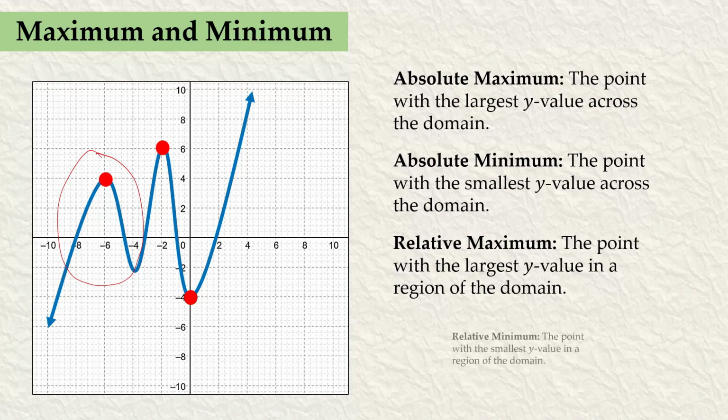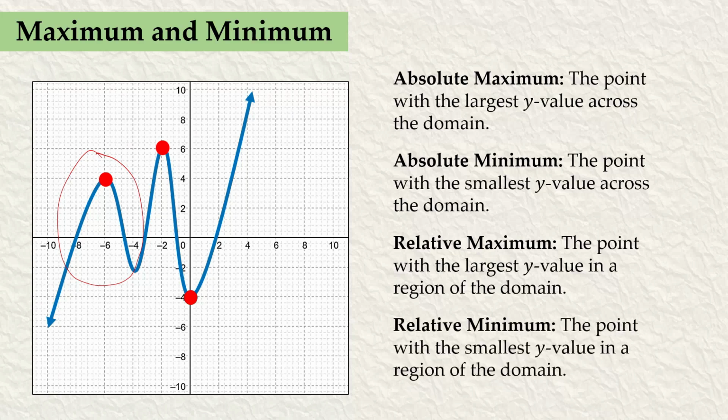And of course, we also have the relative minimum, and similarly, the definition is the point with this time the smallest y value in the given region. I think you already know the answer here. So let's say we're talking about, again, I'll encircle that, this region, then the relative minimum is at negative 4 and negative 2.